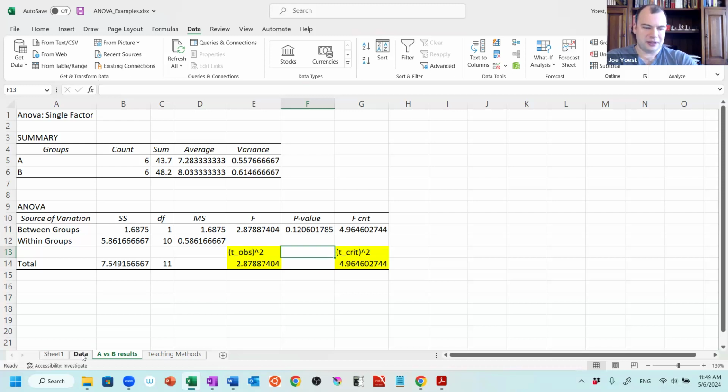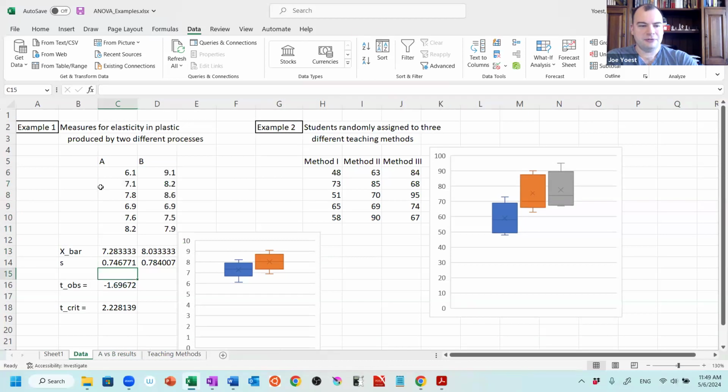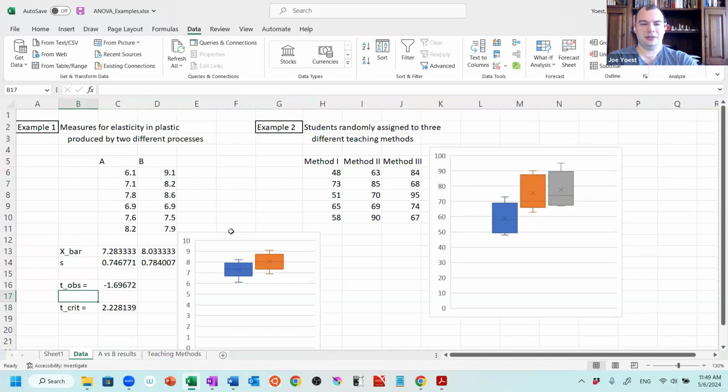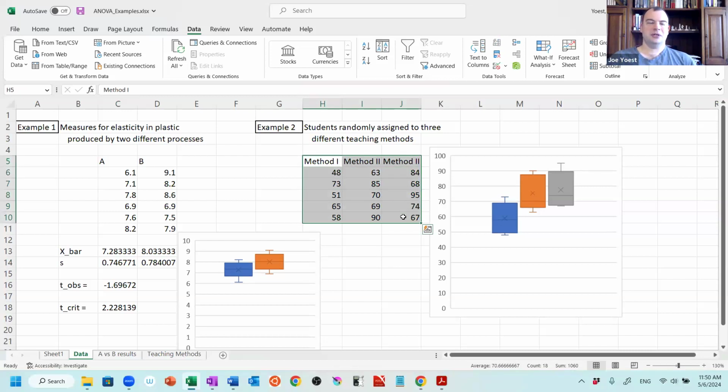As an aside, if you remember when I said that the F for 2 groups basically is just t squared, if we took our t observed and t critical numbers and squared them both, t observed squared gives me 2.87 or so, and that's just what F observed is. T critical squared is 4.96, that's what F critical is for the 2 groups case. Again, why do ANOVA then if we can just use chapter 9? Well, that works for 2 groups, but if we look at example 2, we have an example with 3 groups here. We could have even more groups in other examples.